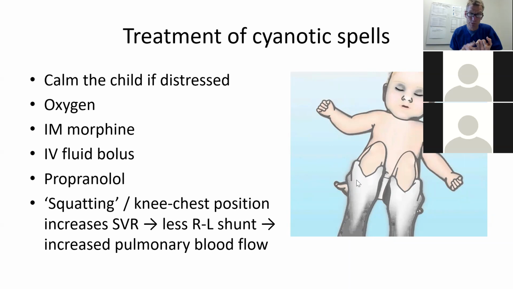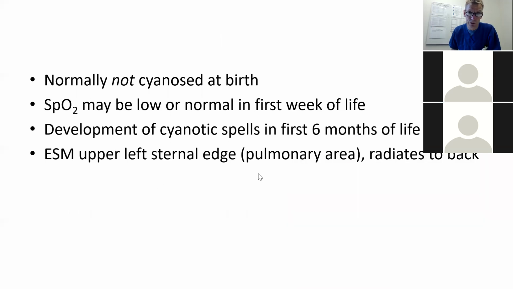So I try to give them oxygen, calm them with breastfeeding if they're not too distressed, and the mother can do that. Give them some IM morphine, intramuscular morphine, a fluid bolus if needed, but usually over a period of a few minutes you can calm them down fairly well. To prevent cyanotic spells, you can give propranolol. So almost all babies with tetralogy of Fallot should be on propranolol.